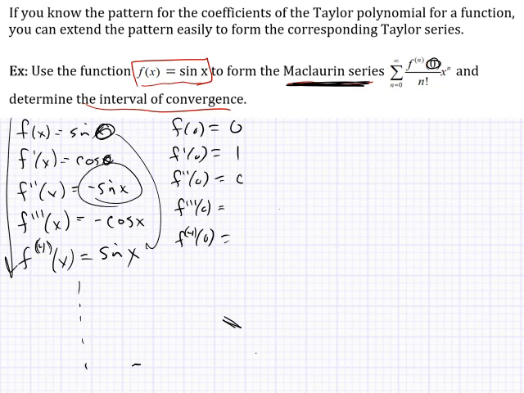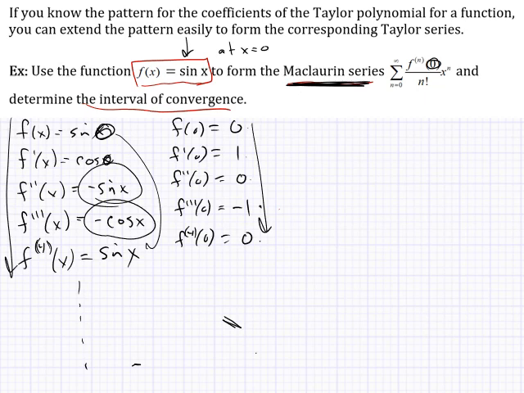Double prime at 0 would be 0. Triple prime at 0 would then be negative 1. And back to 0 again for the fourth derivative. And this pattern will just repeat itself: 0, 1, 0, negative 1. 0, 1, 0, negative 1. And that's going to continue on. And that can go forever. So this function has derivatives of all order at x equals 0.